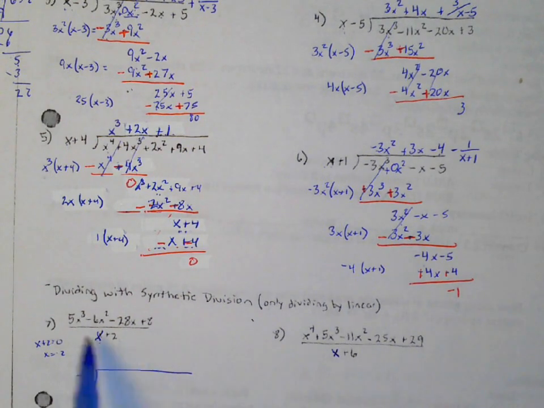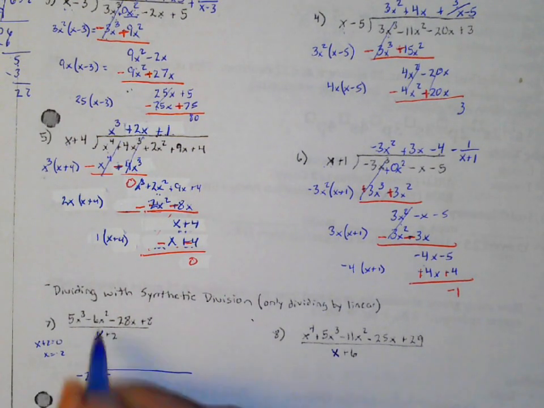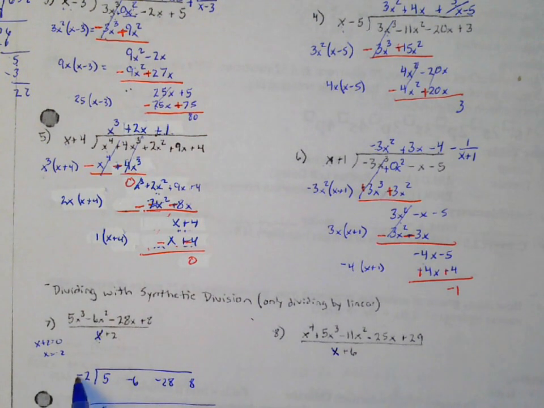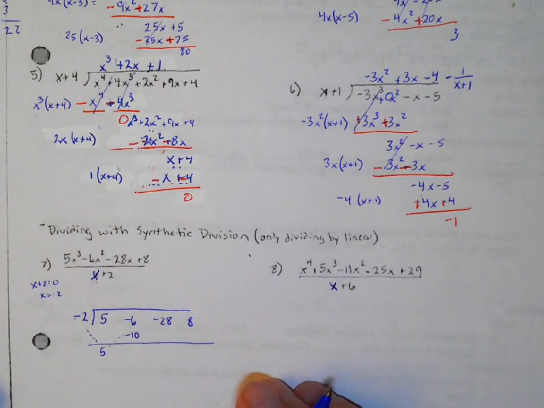And then we're going to take the coefficients. So it's 5x to the third, negative 6x squared, minus 28x, and 8. Okay, so this is how it works. We're just going to first bring this first one down. Then we're going to take this times this and put it right here. So this times this and put it here. So it'd be negative 10. Then we add those together. So it'd be negative 16.